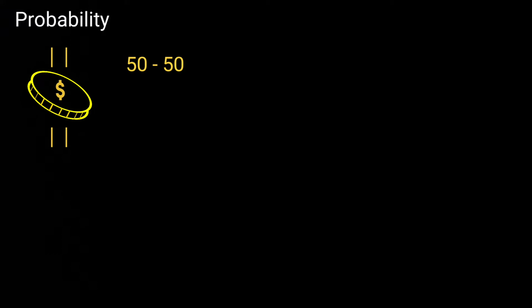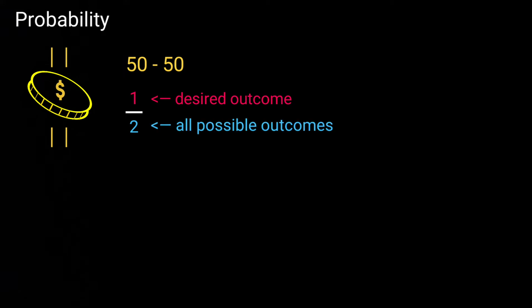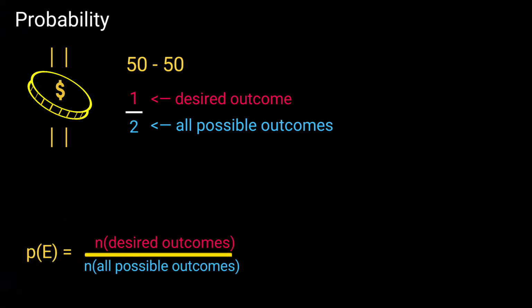Think about the statement, 50-50 chance. It is saying that there's half, or 1/2, chance of landing on either side. Let's say heads for this case. The one part represents a single desired outcome, which is landing on heads, and the second part represents all possible outcomes, which are either landing on heads or landing on tails. With this thought in mind, we can create a formula for the probability, which is: the probability of an event happening is equal to the number of desired outcomes divided by the number of all possible outcomes.